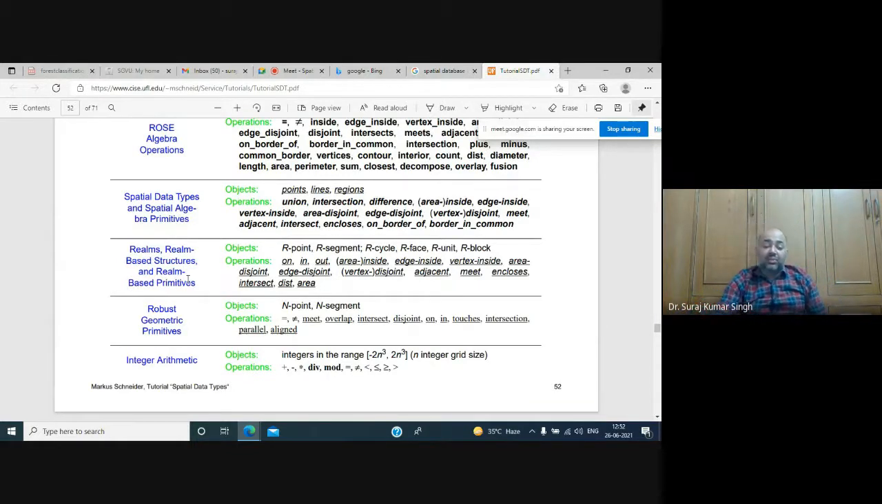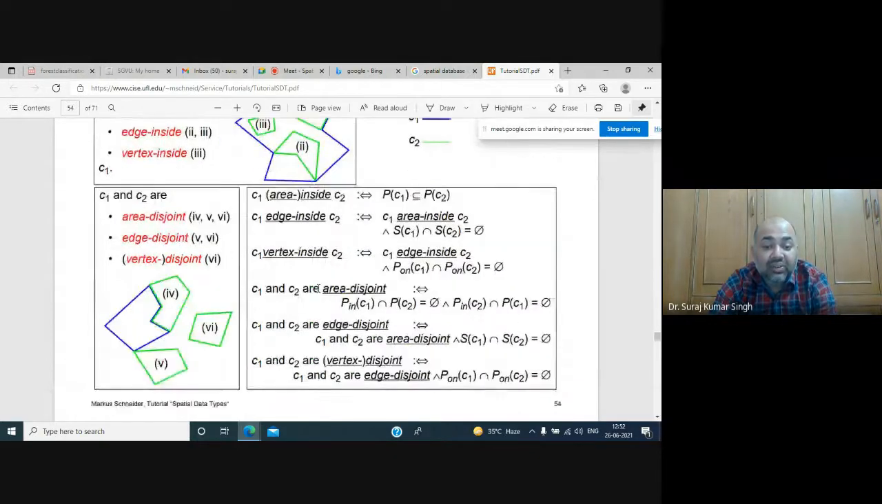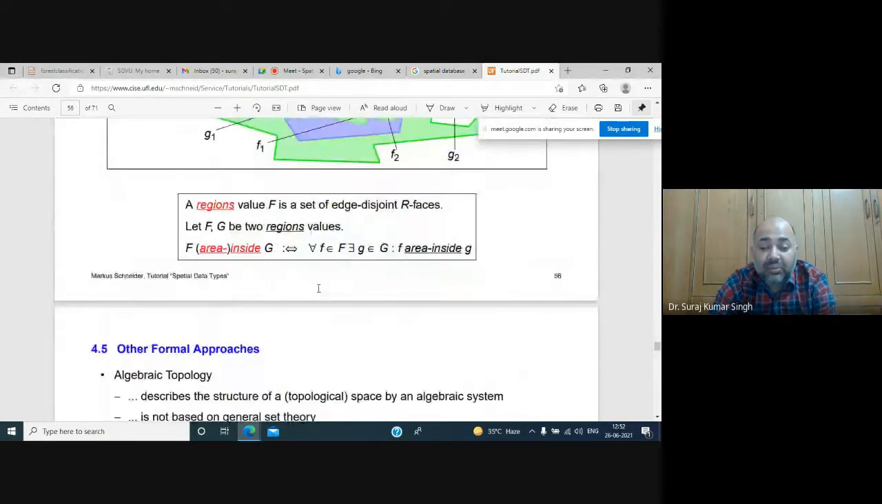What are the object operations that you will be performing? You will be performing R point, R segment, R cycle, R phase, R unit, R block, that is on, in, out, area inside, edge inside, vertex inside, area disjoint, is disjoint, vertex disjoint, adjacent, meet, includes, intersect, distance, area. So these are some of the problem sets that will be identifying such pairs, such graphs, will be preparing.